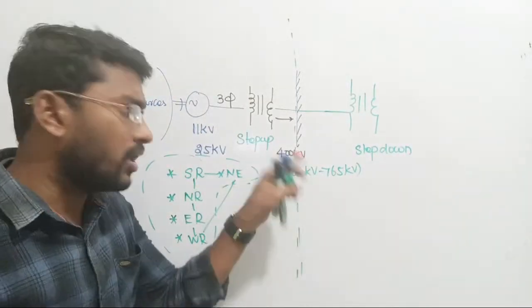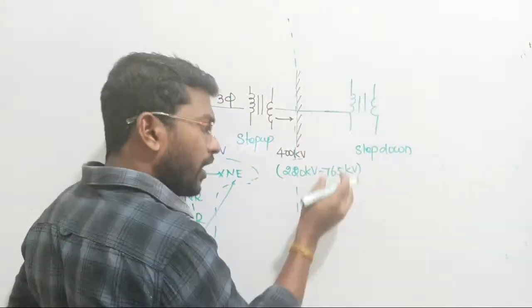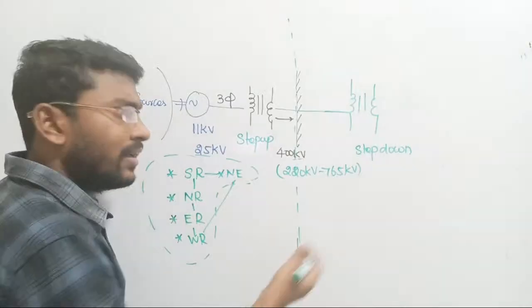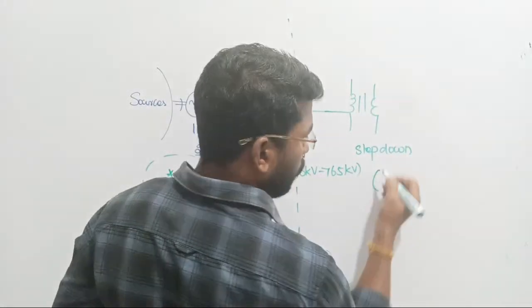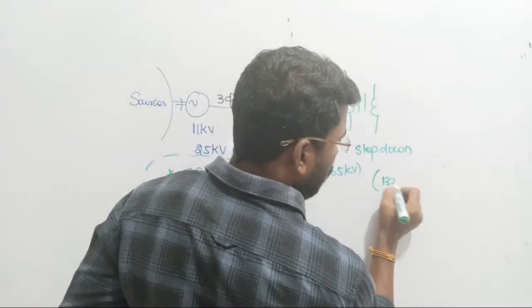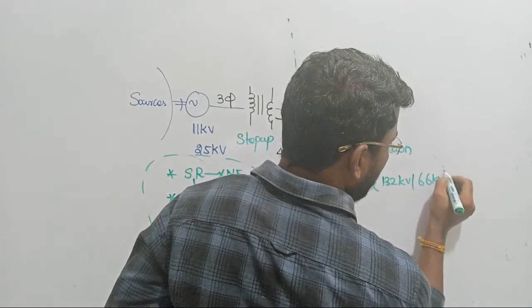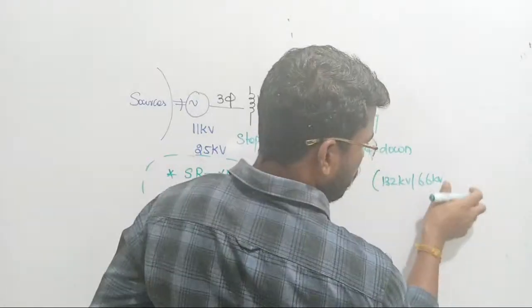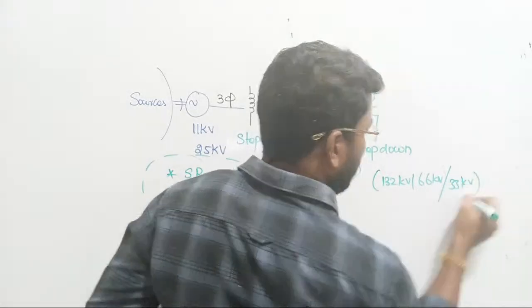So the level of the voltage, see, initially we are stepping up to 765 and then the first step down, right, in parallel places we can step down the voltage. We can go up to 132 kilovolt, you can step down to 66 kilovolt, you can step down to 33 kilovolt also, right? 33 kilovolt, right? And then what will happen, right?